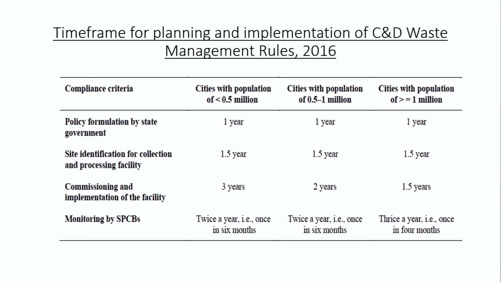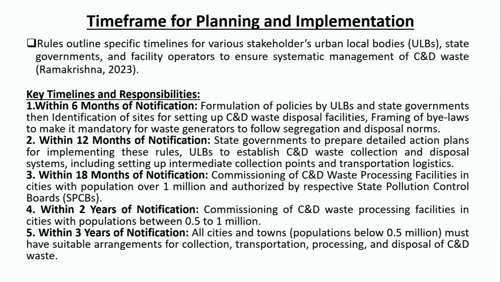This table shows the timeline for planning and implementation of Construction and Demolition Waste Management Rules 2016. The rules outline a specific timeline for various stakeholders, urban local bodies, state government and facility operators to ensure systematic management of this waste. The key timeline and responsibilities are: within 6 months of notification, formulation of policies by urban local bodies and state government, then identification of sites for setting up the disposal facilities, framing of bylaws to make it mandatory for waste generators to follow segregation and disposal norms.